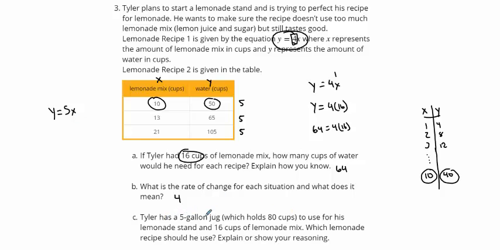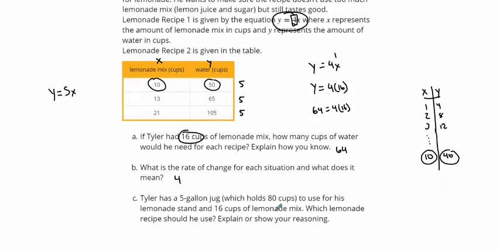So Tyler has a 5-gallon jug which holds 80 cups to use for his lemonade stand. 16 cups of lemonade mix. Which lemonade recipe should he use? Good question. So we have 80 cups. It holds 80 cups total, right? Holds 80 cups total.